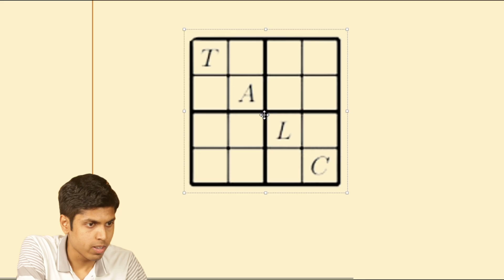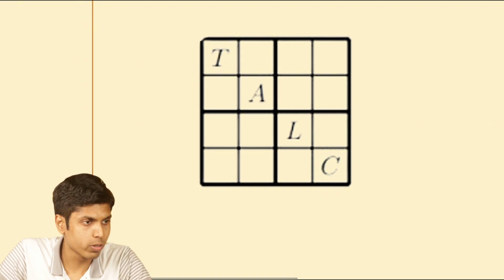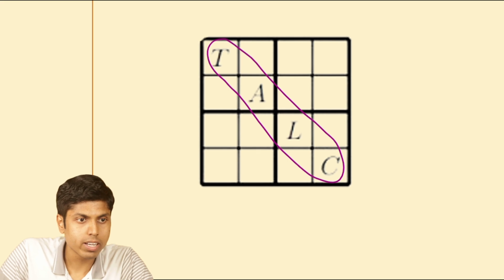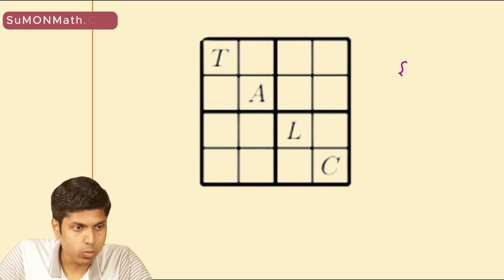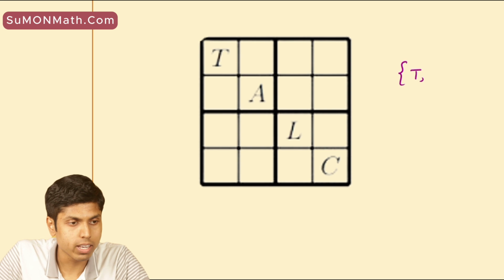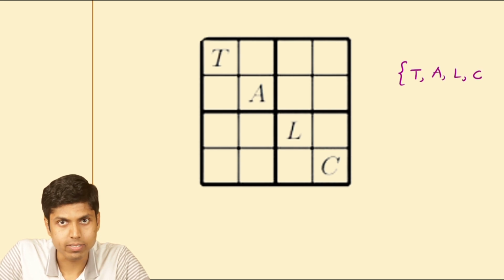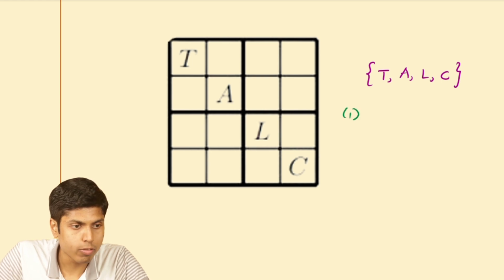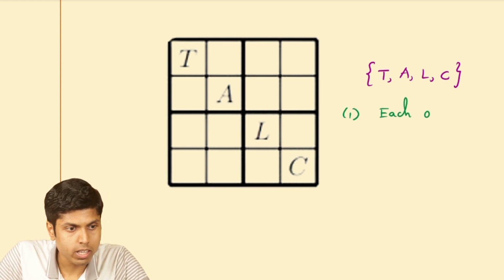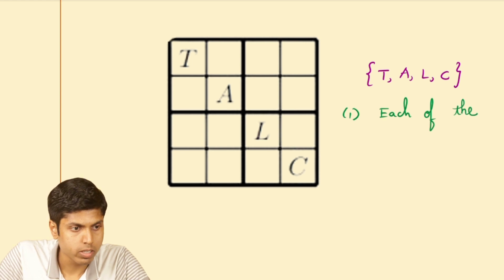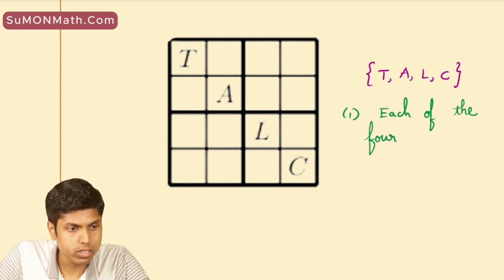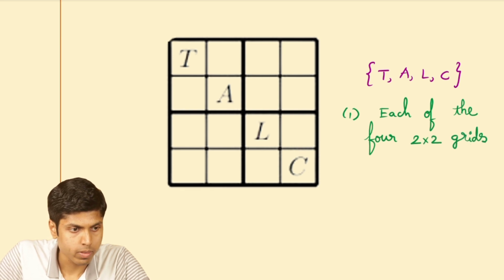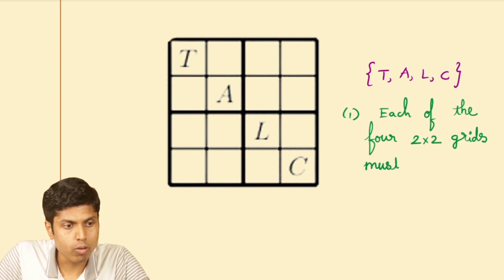Let's take a closer look. Alright, so here is the 4x4 grid and you have the letters T, A, L, C already filled up in the main diagonal, and you are supposed to fill up the other cells using only the letters T, A, L and C. Now the rules are that each of the 4 2x2 grids must contain all 4 letters.